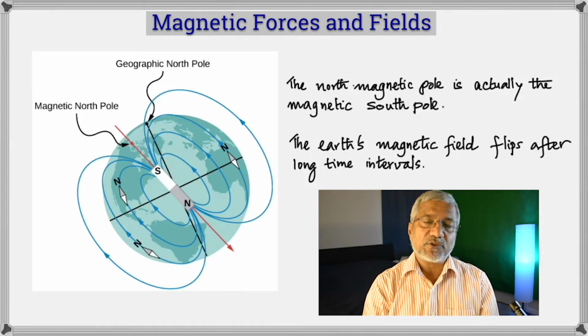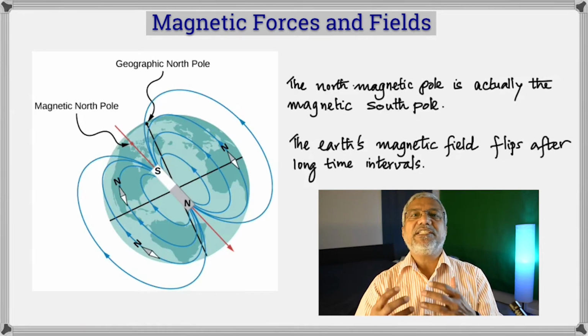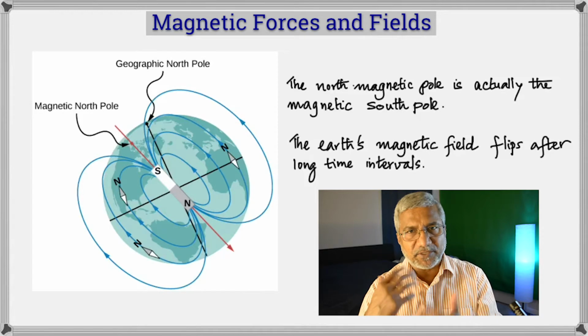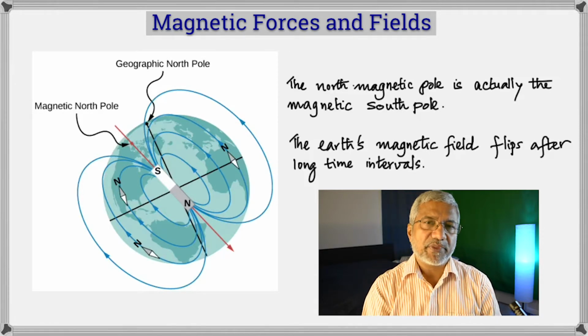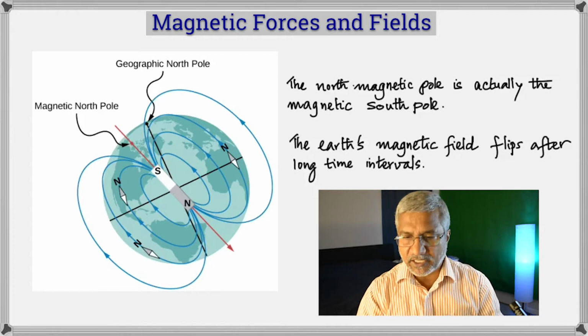And another thing to remember is that the Earth's magnetic field is not permanent. It flips once a few hundred years, so long intervals. It flips. It's not permanent at all.